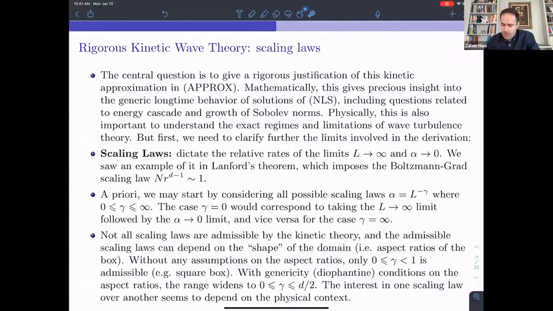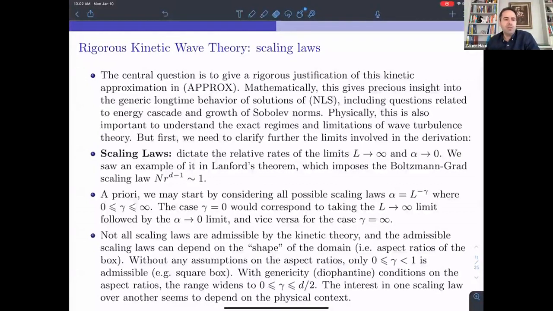As I already mentioned, this would be fruitful from a mathematical point of view, but it's also fruitful from a physical point of view, because it allows us to understand the exact regimes and limitations of this wave turbulence theory, which is something that also needs quite a bit of clarification from the physics point of view. But before I go into this endeavor with you, I still owe you one piece of information that I purposefully neglected to mention when I discussed the wave kinetic theory and the wave kinetic conjecture a few slides ago.